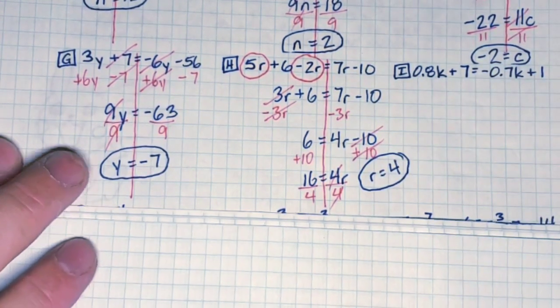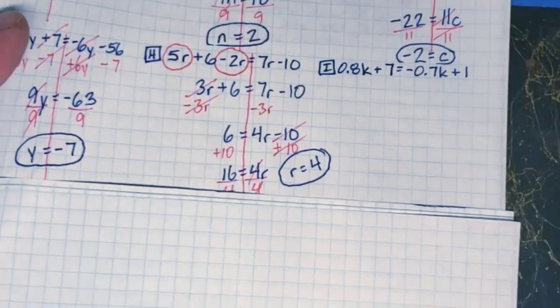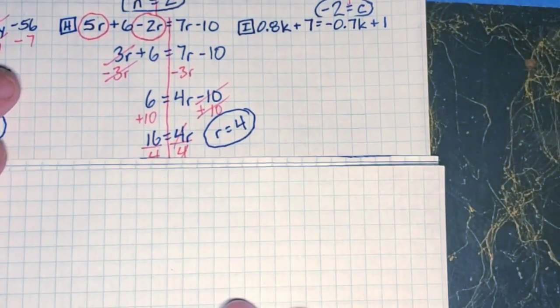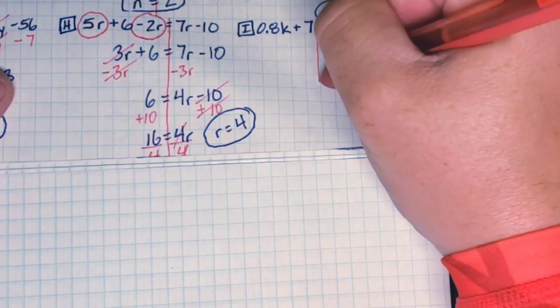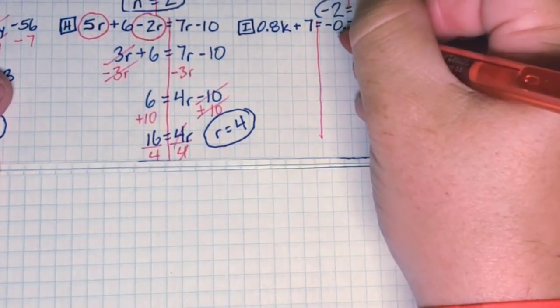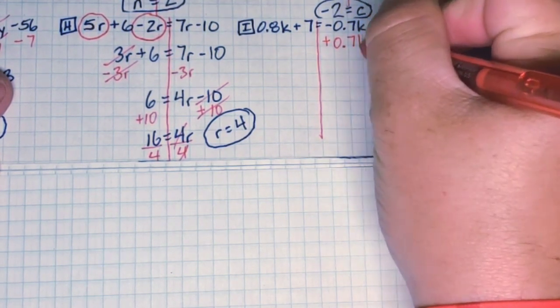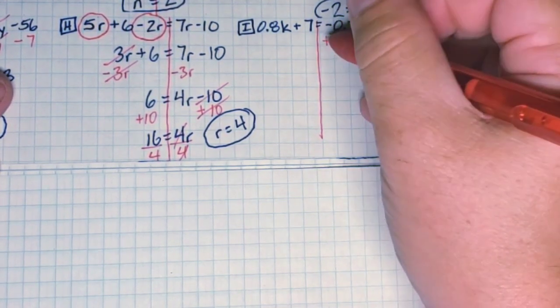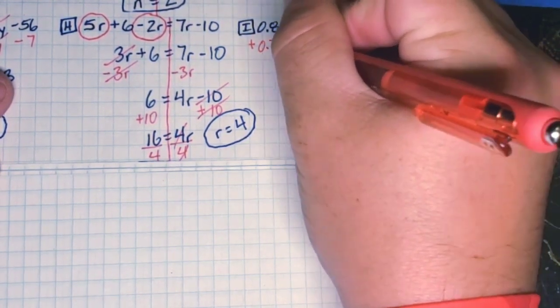All right, one more. This one's got some decimals in it. That's okay, because we got our calculator. All right, so there's a variable on both sides. We're going to get rid of the lesser coefficient. That'd be this negative 0.7k. We're going to add 0.7k to both sides.